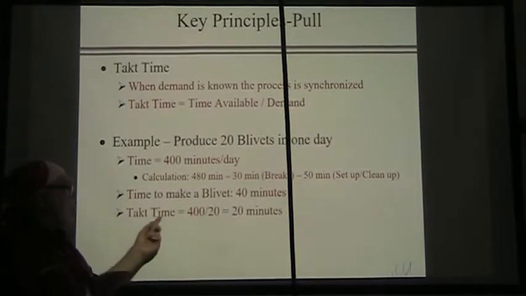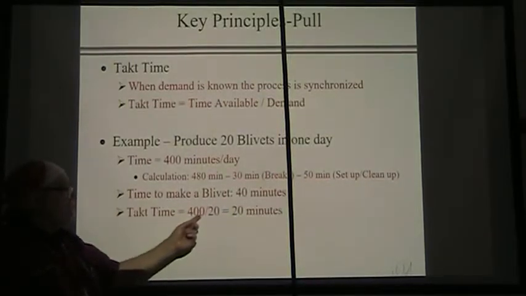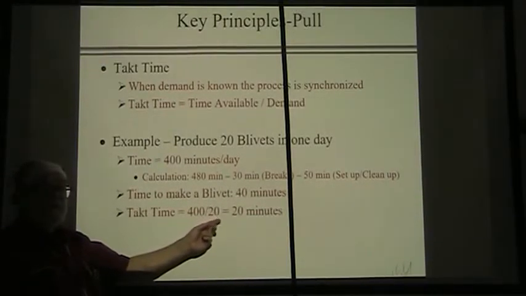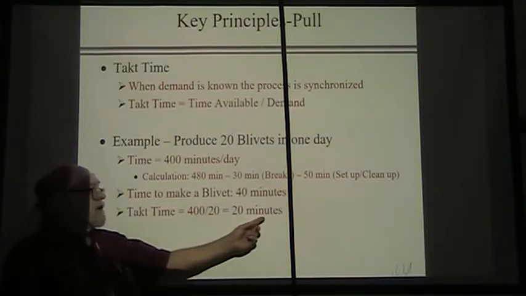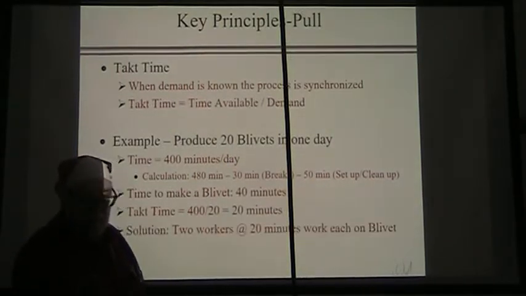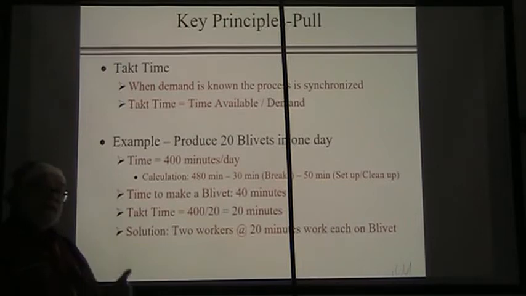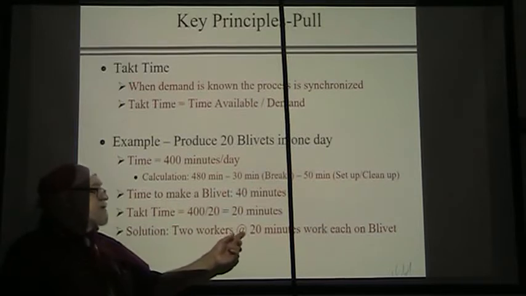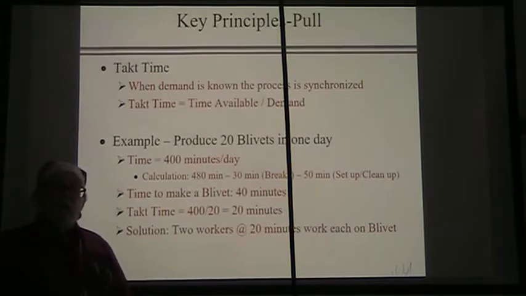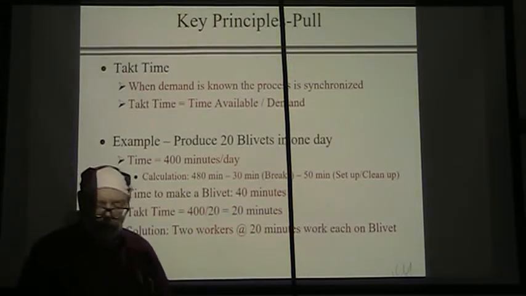That means that our takt time is 400 minutes divided by 20 units, or blivets. That means our takt time is 20 minutes per unit. So, our solution is we have 2 workers that each do 20 minutes worth of work on the blivet. Or, in contrast, each one could do 40 minutes of work. The numbers are going to work out the same either way.